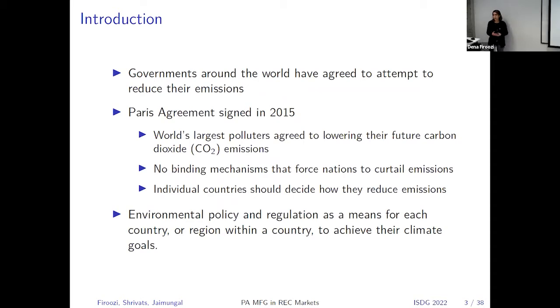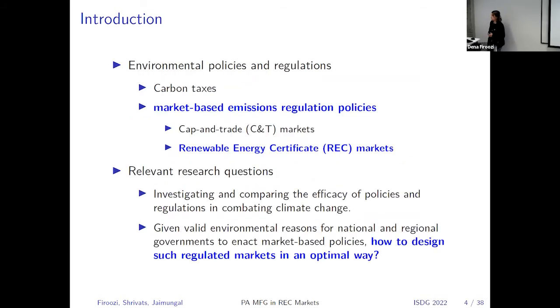As a result of this, governments have agreed to reduce their emissions. The most notable example of this is the Paris Agreement, which was signed in 2015, where the world's largest polluters agreed to reduce their emissions of carbon dioxide. But it is unfortunate that this agreement doesn't have any binding mechanisms to force the governments to reduce their emissions. So it is really up to the individual governments to decide how they want to reduce their emissions. This leads to the idea of environmental policy and regulation as a means for governments, both provincial and national, to achieve their climate goals.